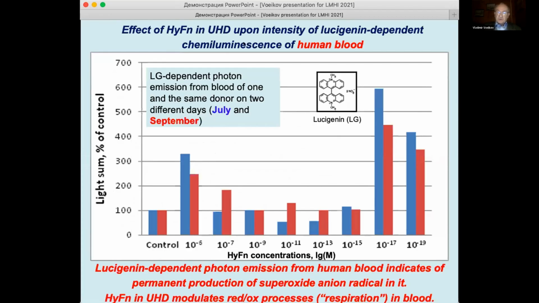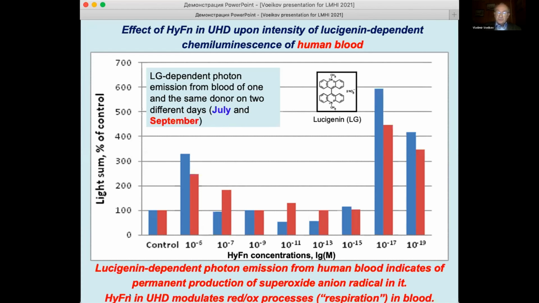We studied also the effect of fullerenes on the bioenergetic processes which proceed in fresh, non-diluted human blood. We long ago found that if you take non-diluted human blood and add the probe for production of superoxide anion radical, which is called lucigenin, then one can see that there is photon emission from blood, which indicates permanent production of superoxide anion radical in it.